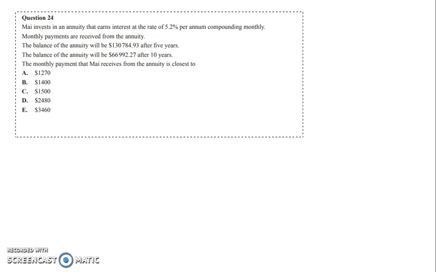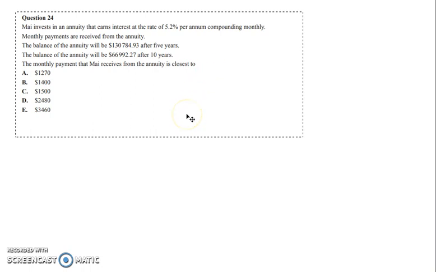So the question is, Maya invests in an annuity that earns interest at a rate of 5.2% per annum compounded monthly. The monthly repayments are received from the annuity. There's a balance after 5 years and a balance after 10 years. The monthly repayment that Maya receives from the annuity is closest to. So in this question, we're trying to find out per month, as it says here, compounding monthly, what is the value of the payment Maya receives?